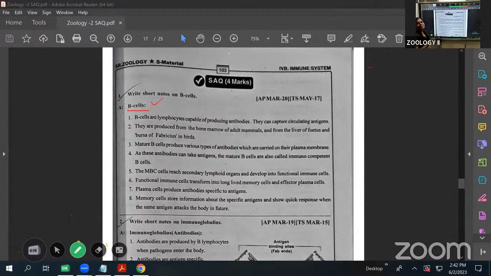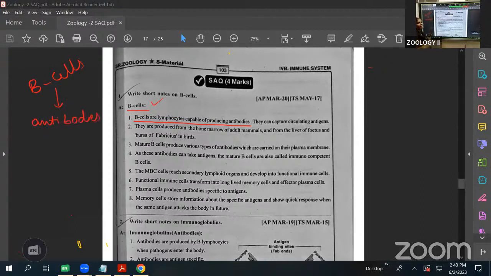In birds, they are synthesized in the bursa of Fabricius. From the stem cells, all the WBC, RBC, and thrombocytes are synthesized by the bone marrow in adults, and the B cells are lymphocytes capable of producing antibodies. B cells are produced by the bone marrow. The main function of B lymphocytes is producing antibodies. Antibodies are produced when any antigens enter our body.